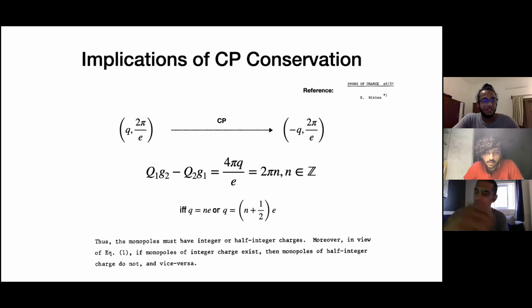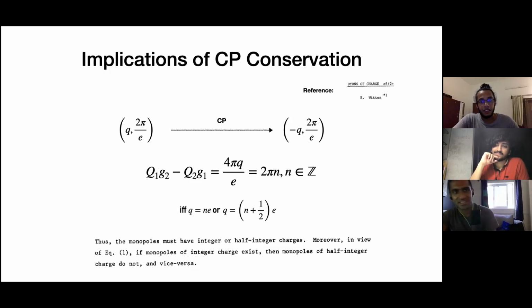Cool. So now let's apply the quantization condition on Q 2 pi over E and minus Q 2 pi over E. What are you going to get? 4 pi Q over E, right? And that has to equal 2 pi n. And that requires Q to be an integer multiple of E, or a half integer multiple of E, which is a really neat argument, right?